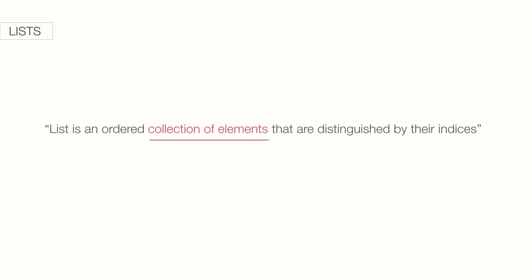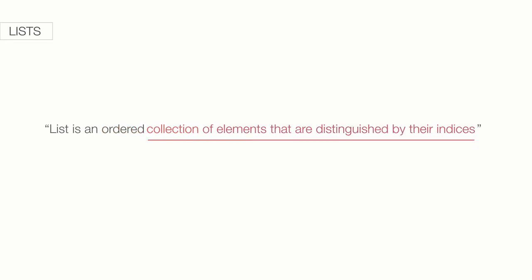A collection of elements means a group of things. An ordered collection means each member of the list has a specific place within the list, kind of like an address. The order of the elements is distinguished by its index. We can tell where each element lives because it has an address we can point to, and we can use a particular item in the list using its address.